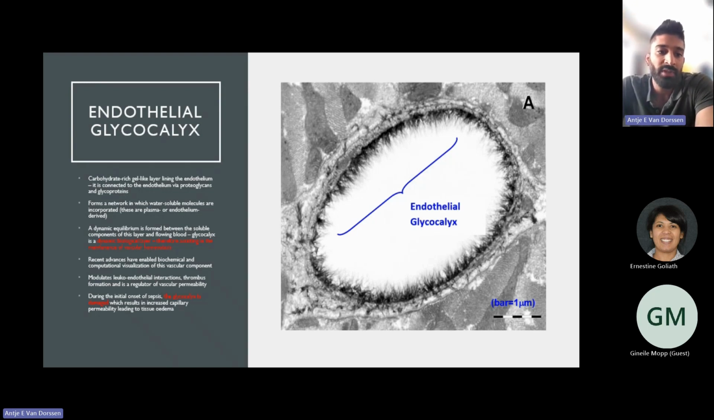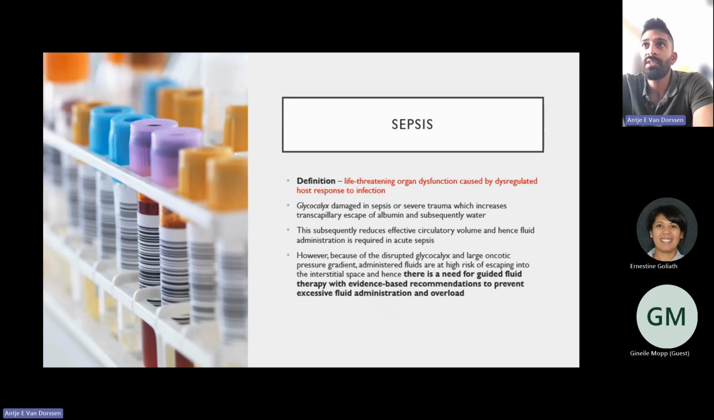Why it's important for this topic is that during the initial onset of sepsis, the glycocalyx has actually been shown to be damaged, and this is what causes the well-known increased capillary permeability in sepsis, leading to risks of tissue edema. So what is sepsis? Sepsis has been defined as life-threatening organ dysfunction caused by a dysregulated host response to infection.